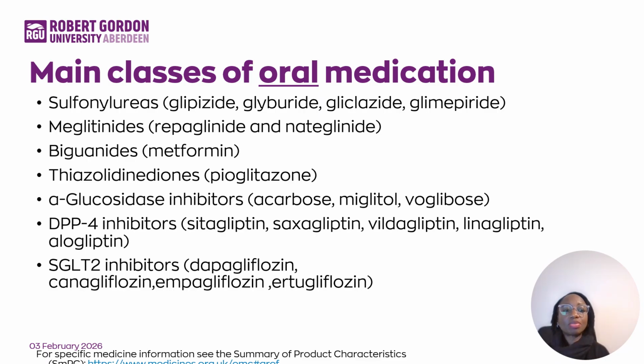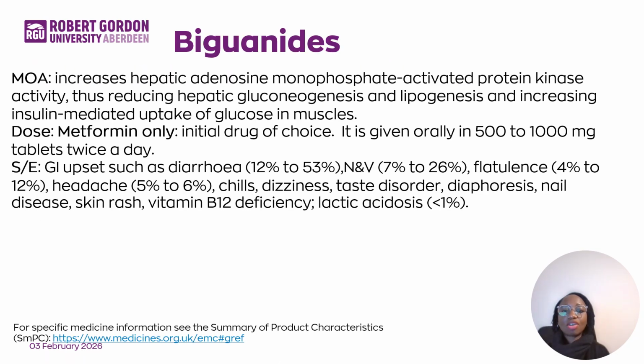Then we have the DPP4 inhibitors. These are the gliptins such as sitagliptin. And then we have the SGLT2 inhibitors such as dapa, cana, empa, and ertugliflozin, so the flozins. Okay, now we'll delve into each of these classes.